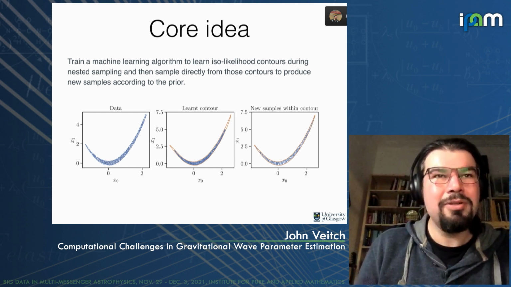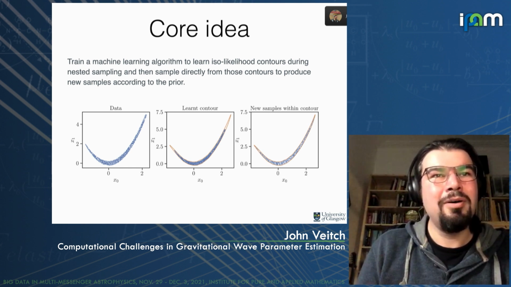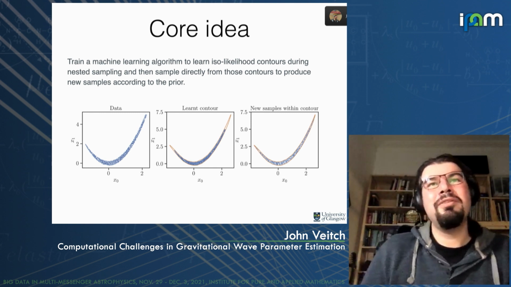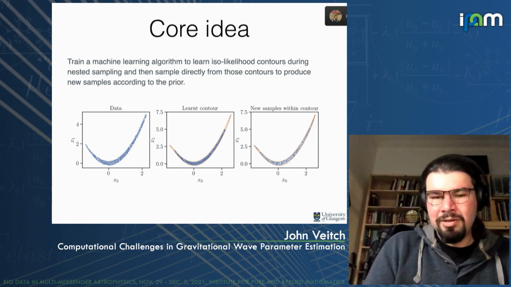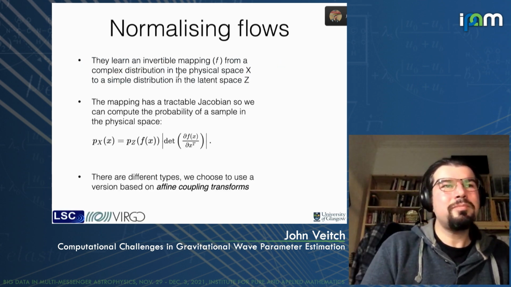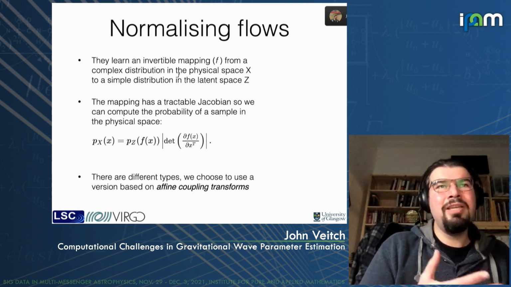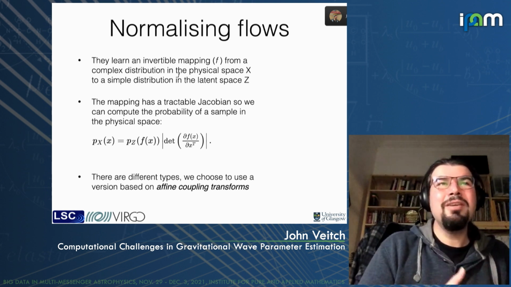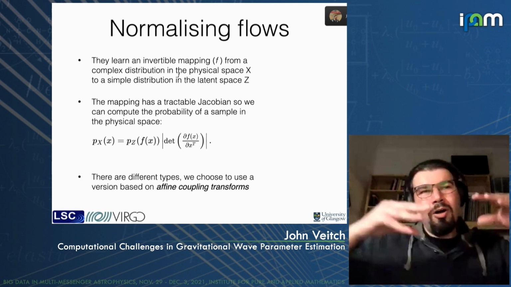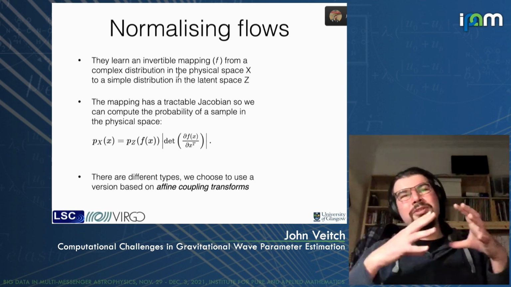So these contours that we're trying to draw things within, you might not be able to learn them with ellipsoids or something like that, but you can try and train a machine learning algorithm to approximate them. Now, the method that we're using is called normalizing flows. And basically what it is, I'm going to explain what it means. The normalizing doesn't refer to the normalization. It means it tries to take a blob and make it look like a normal distribution.